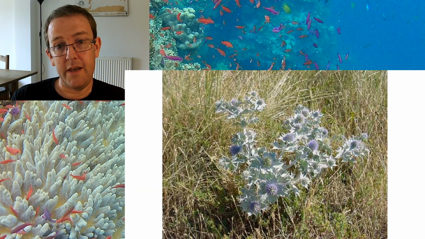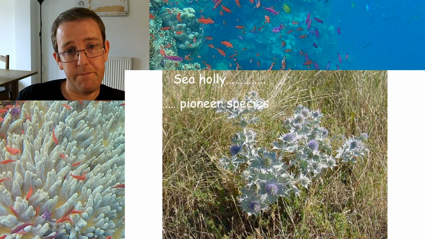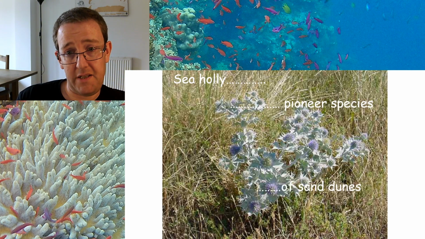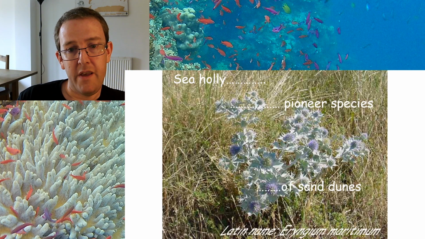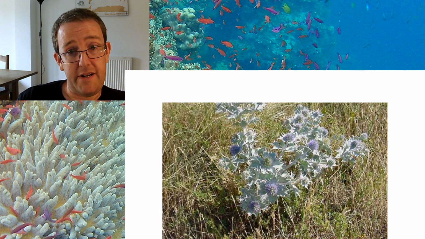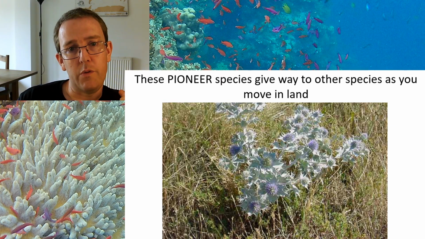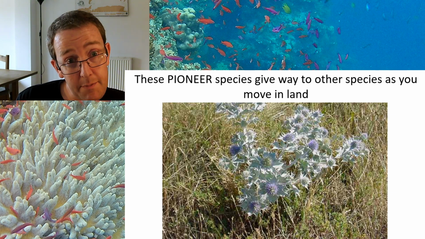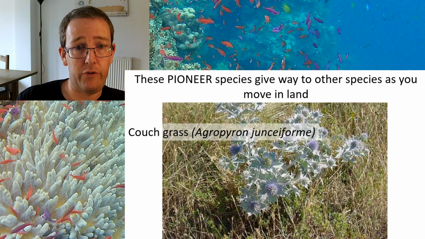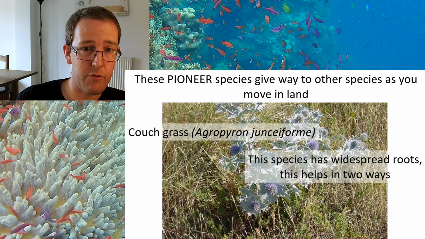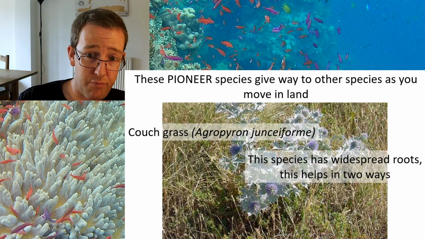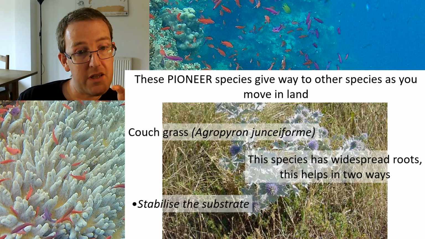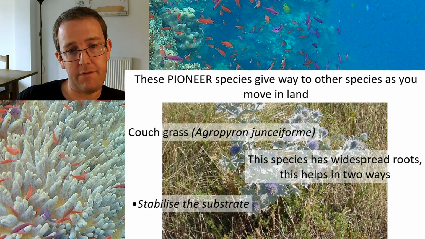Very nice. You've also got this stuff called sea holly. It's another pioneer species of sand dunes. Its Latin name is there, but you don't need to know the Latin names. So these pioneer species give way to other species as you move inland because they're stabilising the sand and changing the abiotic conditions, so things like couch grass, which has got widespread roots, can move in, and obviously they're going to then stabilise the sand even more.